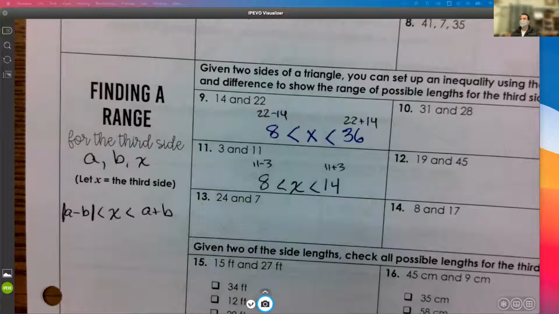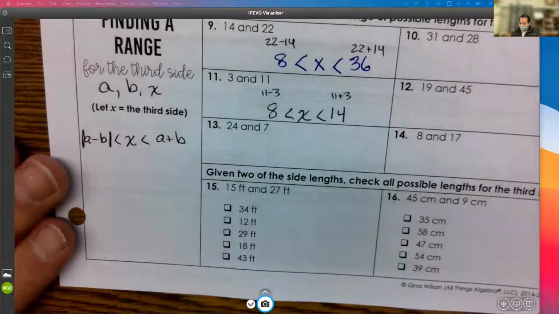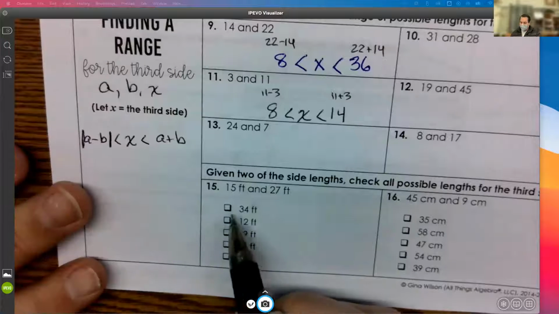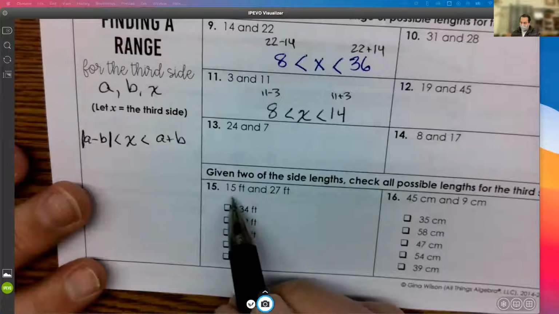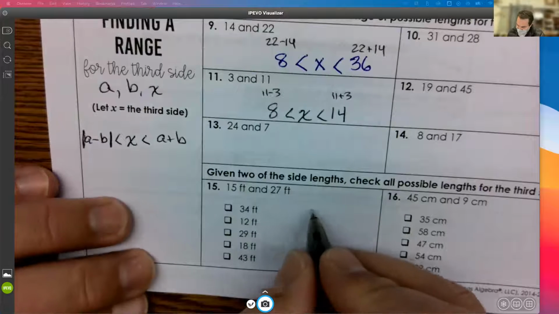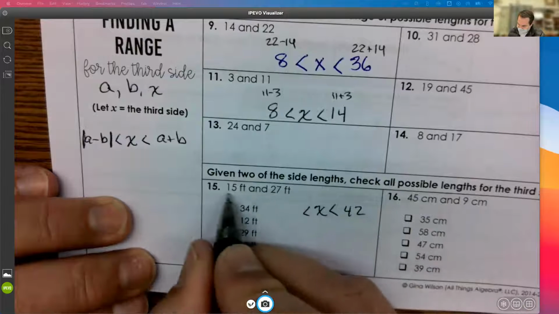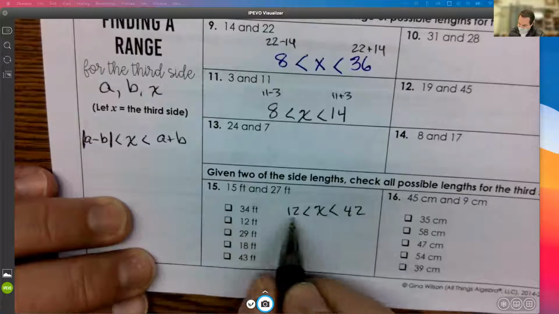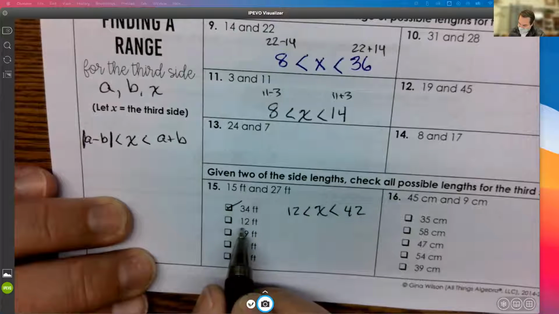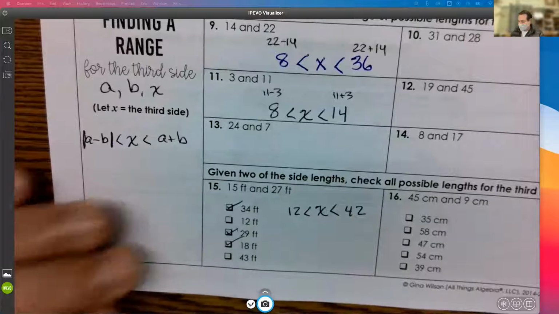Any questions on these? How would this be different from number 15, the way they phrase it? You can check off what could be and what would be X. Right? So would you do it this way? Would you say, okay, 34, that would be the largest one. So 15 plus 27 is 42. That's larger, so that works? Yep. Could do that, but could we also just do the little range? 15 plus 27 is 42. 27 minus 15 is 12. Is this between those two values? No. Is this between those two values? Is this? No. So those are the 3 answers.